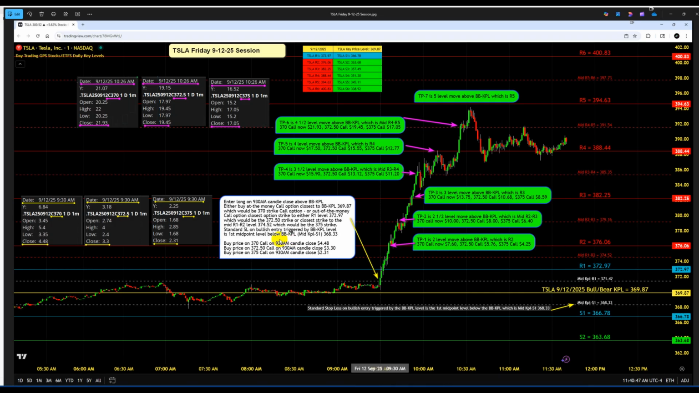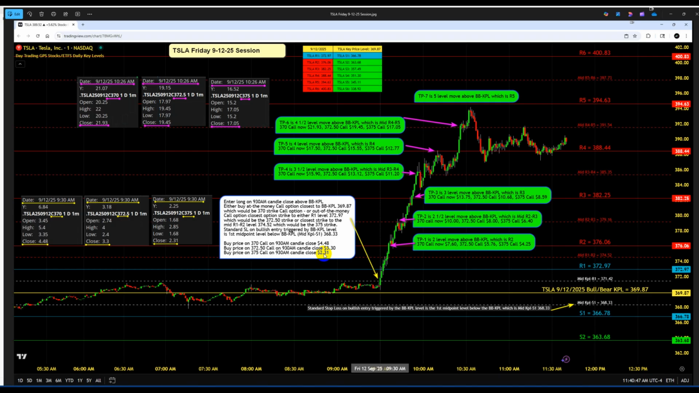Okay, so your choices are either taking an at-the-money call at the 370 strike, or you would look to the first midpoint level above the first main level. So the first main level above is R1, 372.97. The closest at the money strike to that price is the 372.50 call. On the mid R1, R2 level of 374.52, the closest strike to that price is the 375 call.